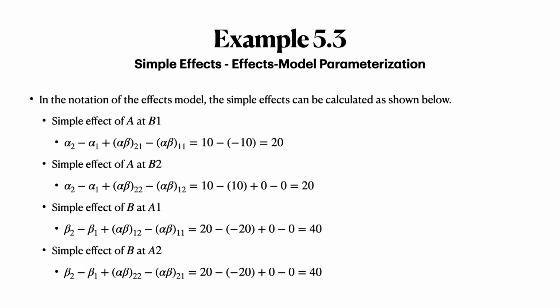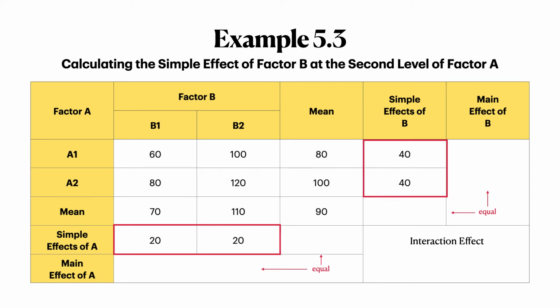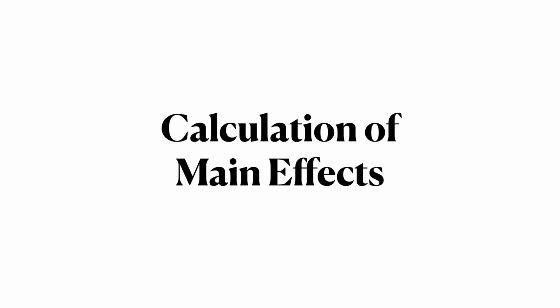And so we see that both simple effects of A are 20, both simple effects of B are 40, and that's what we found in our previous calculations. And so that matches up. All right, now that we have the simple effects, we can calculate the main effects.